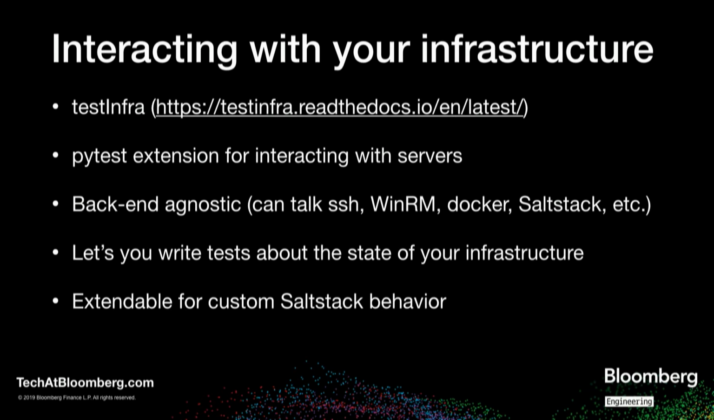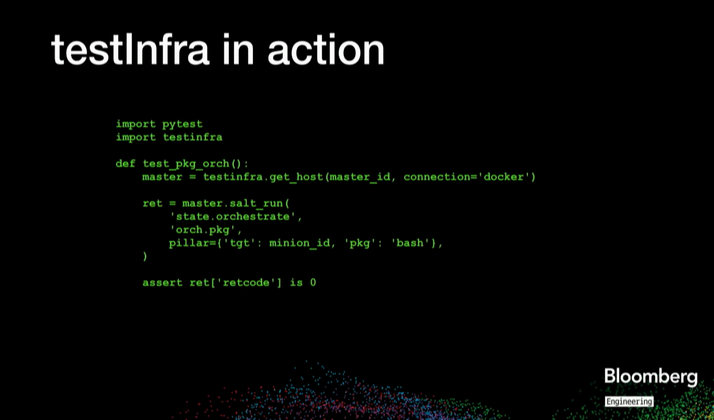It's backend agnostic. It can talk SSH, WinRM for Windows machines. You can even use Docker and even SaltStack itself as like an RPC mechanism. And similar to SaltCheck, it lets you write assertions about the state of your infrastructure. So we use that in our testing, obviously, but similar to SaltCheck, you can also point it to real machines like your production infrastructure and use it for compliance type of things. It's also pretty easily extensible for Salt stuff, which I'll show in a minute.